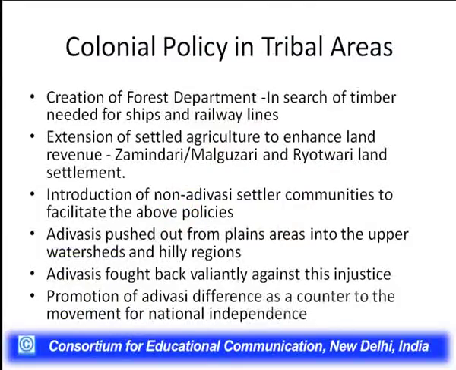Another change that started was that the tribals were now being pushed from the tribal areas to the areas where more labor was needed, for example, the plantations, or those sites where indentured labor was needed or construction activity was going on, or in the upper watersheds or hilly regions. They started migrating of their own in order to protect themselves, or in order to just get away from this new system that was gradually being enforced on them and which was not to their liking.